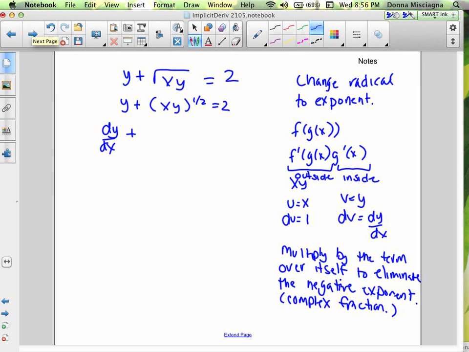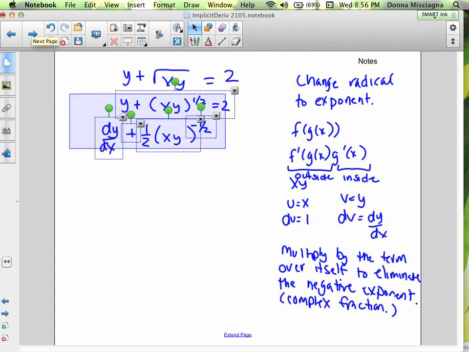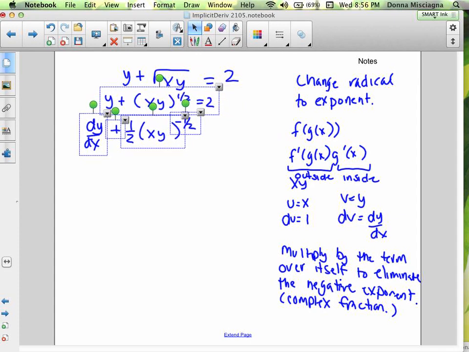Plus the derivative of xy to the 1/2, right? So the derivative of blop to the 1/2 is 1/2 blop, and the blop doesn't change. We're using a power rule here, so that's going to reduce by 1, so that's going to be to the negative 1/2 power. And then we have to take the derivative of the blop, and I don't think I left myself enough space, so I'm going to move this over a tad. Move over, move over, move over.